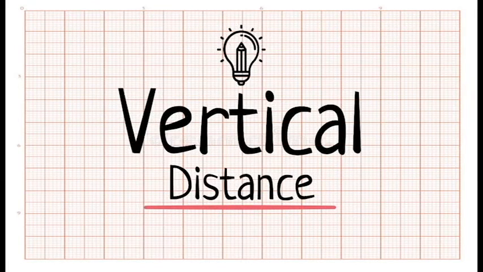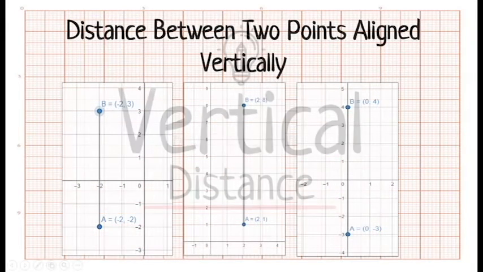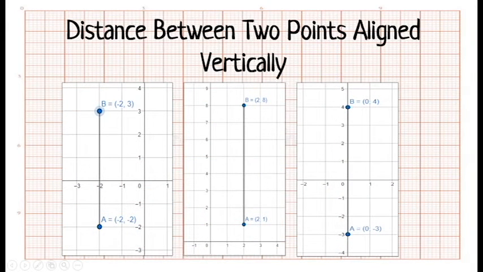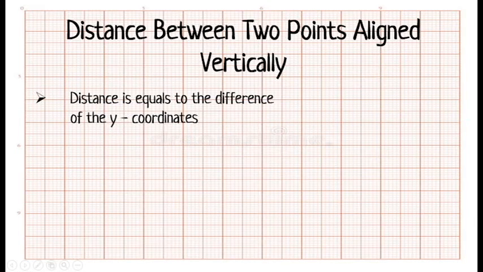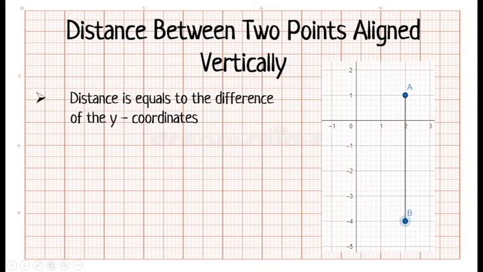Now, we'll determine the distance between 2 points aligned vertically. In this situation, 2 points that are aligned vertically have the same x coordinates. To get the distance between these points, we simply subtract the value of the y coordinates of the 2 given points. In the given figure, points A and B lie vertically with point A at 2, 1, and B at 2, -4. Both have the same x coordinates.